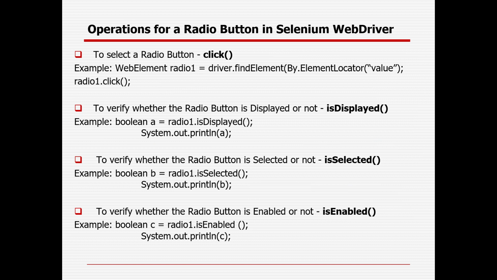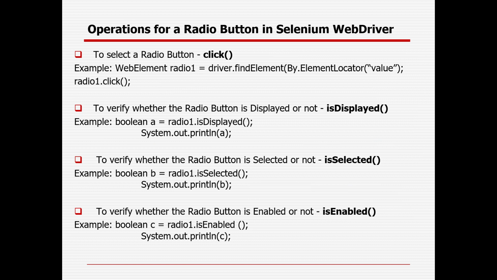If you select another option, automatically the first one will be deselected and the second one will be selected. But for the checkbox, if you click one time, it will be selected, and you can select all also. If you click the second time, it will be deselected. So that is the difference between the radio button and the checkbox. What are the different operations you can do for radio button and checkbox?